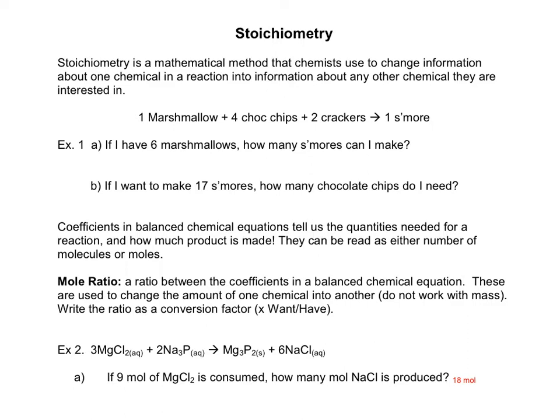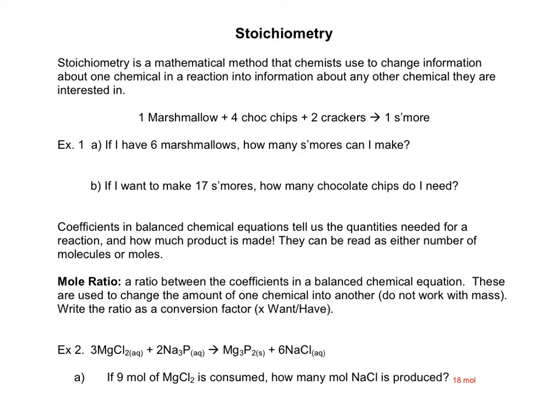Instead of working with a straight ratio, we're going to write ratios as conversion factors. We're going to times by the chemical we want and divide by the chemical we have. And the numbers we use for our fractions will be the coefficients from the balanced chemical equation. I'll show you this in example 1.